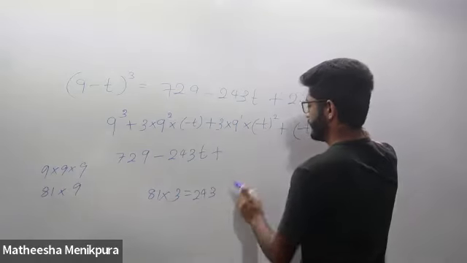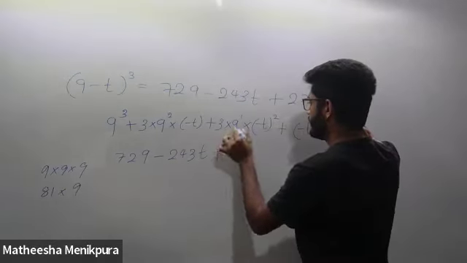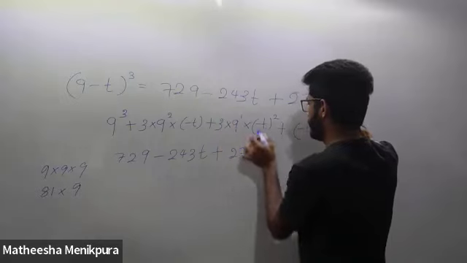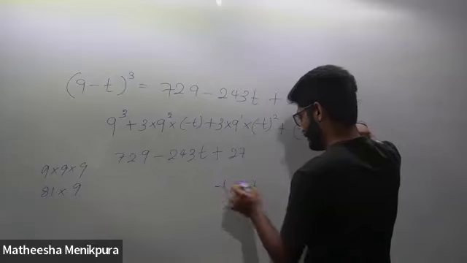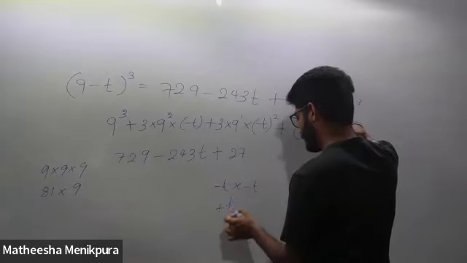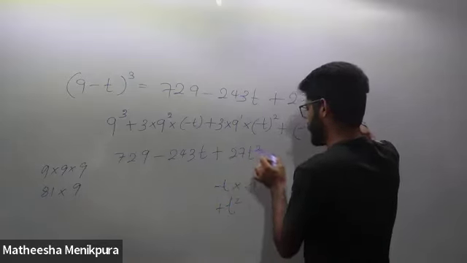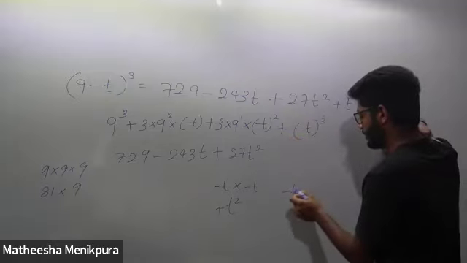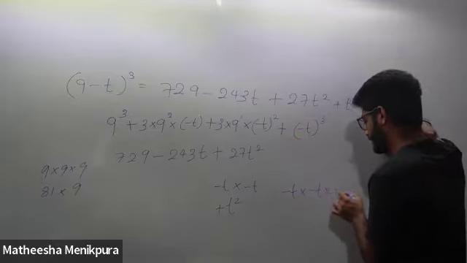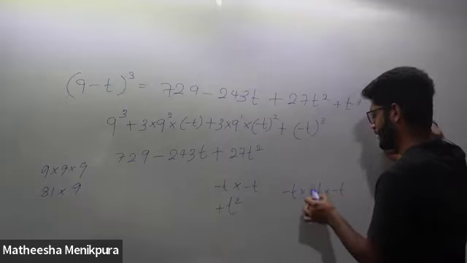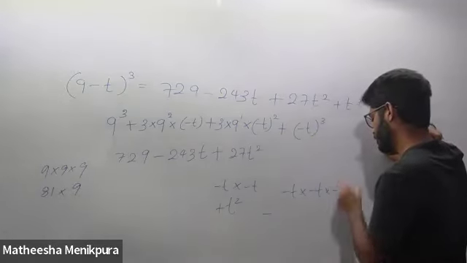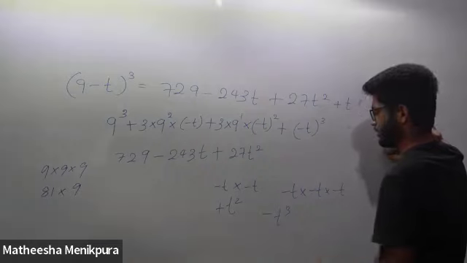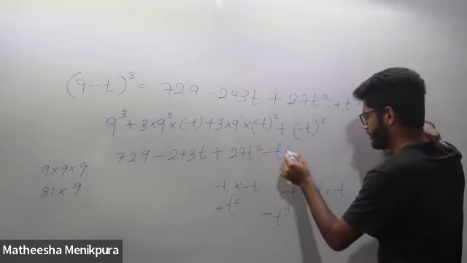Plus 3 times 9, that is 27. Here minus t squared means minus t into minus t. Minus into minus plus, t into t, t squared, therefore t squared. Plus minus t to the power 3, minus t into minus t into minus t. Minus into minus plus, plus into minus, that is minus. t into t into t, that is t to the power 3. Therefore, minus t to the power 3.